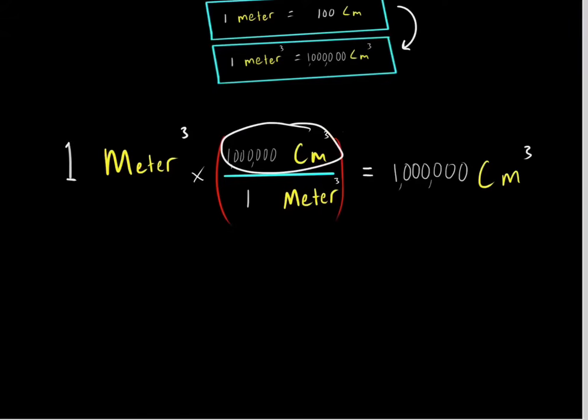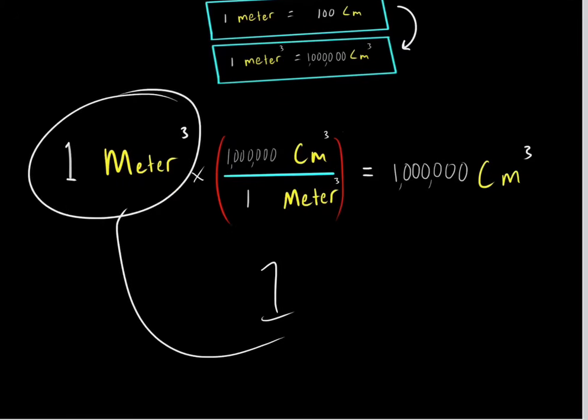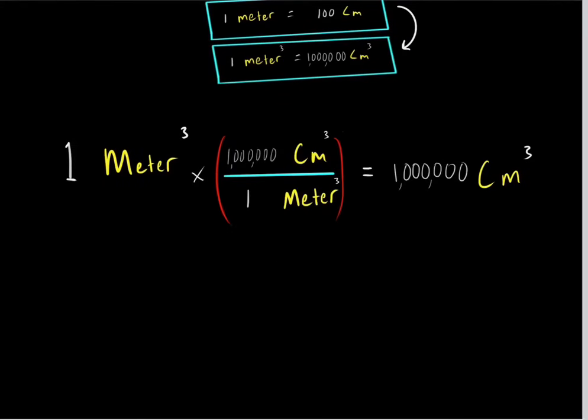And again, 1 million centimeters cubed physically represents the same thing as 1 meter cubed. So we know this is just equal to 1. So now we know we're not physically changing what this represents. So we've done it. The units cancel. We have centimeters cubed, which is the answer that we want.